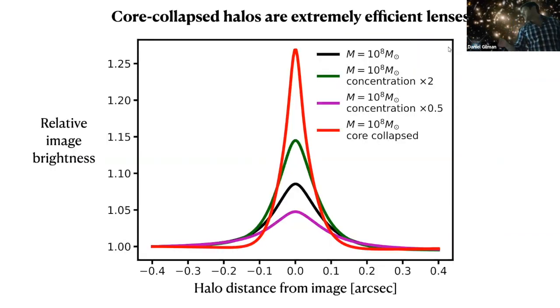So more quantitatively, if I make this magnification cross-section movie again, and I did it with a core collapsed halo, or a reasonable implementation of what a core collapsed halo might look like, you would get this red magnification cross-section instead of the green.